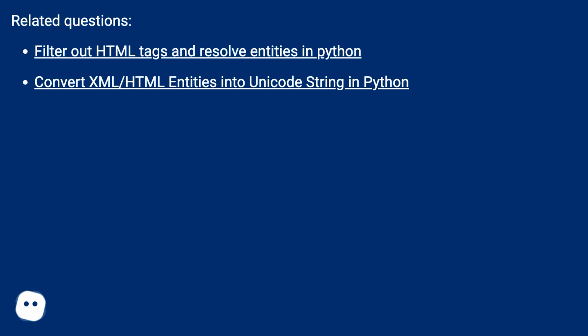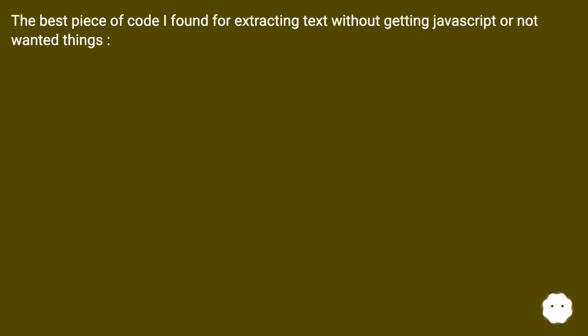Related questions: Filter out HTML tags and resolve entities in Python. Convert XML/HTML entities into Unicode string in Python. The best piece of code I found for extracting text without getting JavaScript or unwanted things.